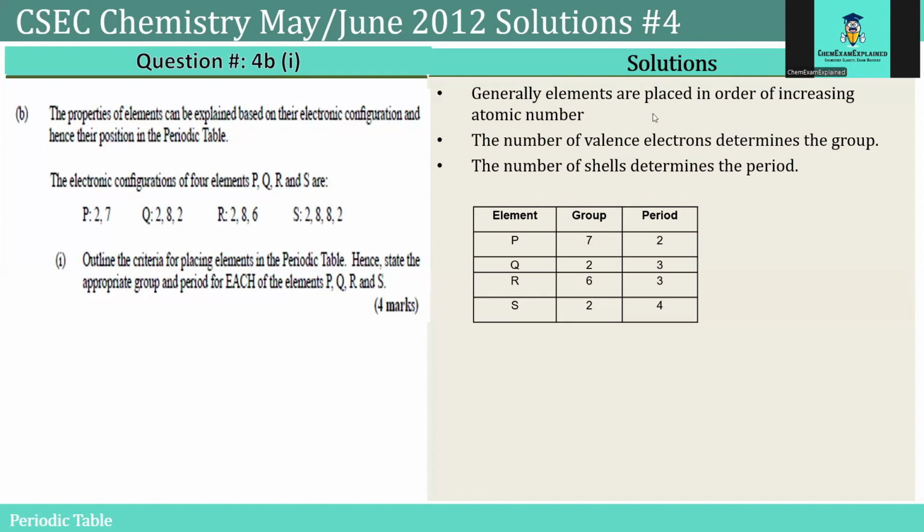Generally, elements are placed in order of increasing atomic number. The number of valence electrons determines the group, and the valence electrons are the ones on the outer shell, and the number of shells determines the period. So element P is in group 7, period 2. Element Q is in group 2, period 3. Element R is in group 6, period 3, and element S is in group 2, period 4.